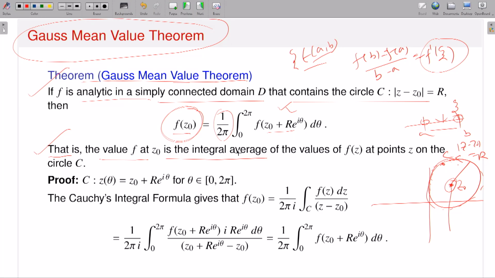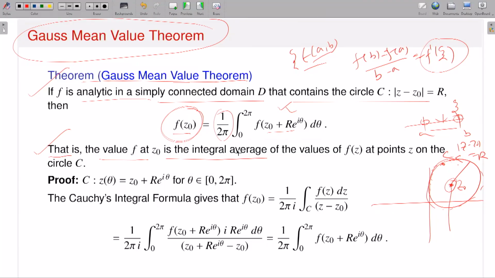What is the average of 1 up to n? You add 1 plus 2 up to n and divide by n. Same thing: I am taking the integral average. I take the integral of the values of the function on the contour and divide by the length of the interval, 2 pi. That's the integral average. Therefore, the value of f at z0 is the integral average of the values of f at points z on the circle. In fact, I have already proved this while talking about Cauchy's integral theorem for derivatives, if you remember.